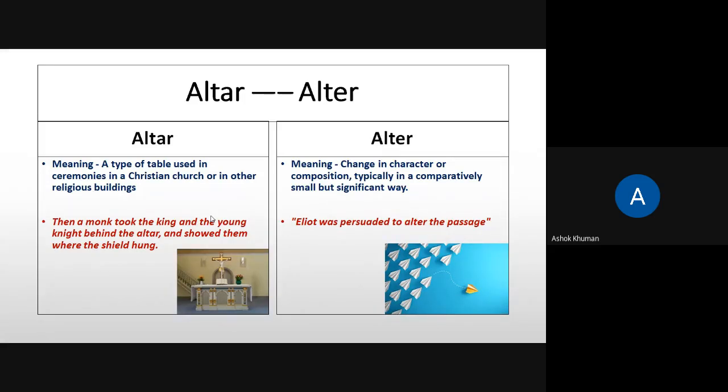Then a monk took the king and the young knight behind the altar and showed them where the shield hung. This is a sentence taken from some story. Okay, then a monk, you know very well, is one who has abandoned everything, living a very austere, simple life.